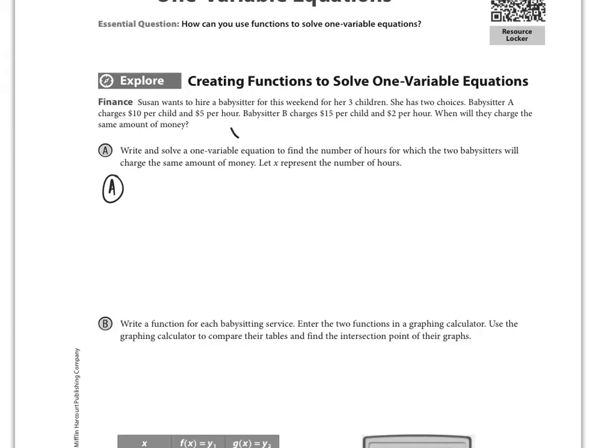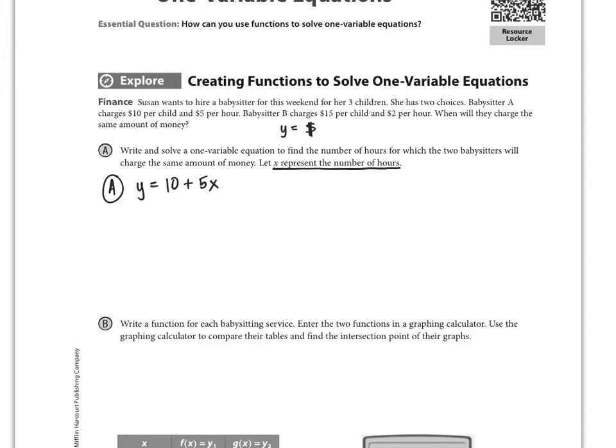So one thing that you need to make sure you know and you can identify is what is the X and what's the Y. And it actually tells you here. X is the number of hours, right? It says right there. Does it tell us what Y is? I don't think I see it anywhere. So Y is actually going to be the amount of money. So A means that our amount of money this is costing is going to be $10 plus $5 per hour.